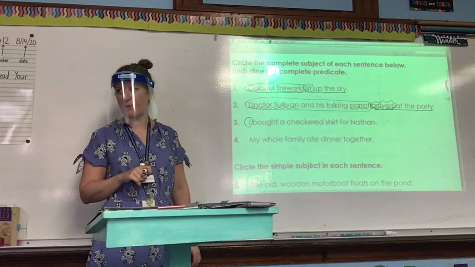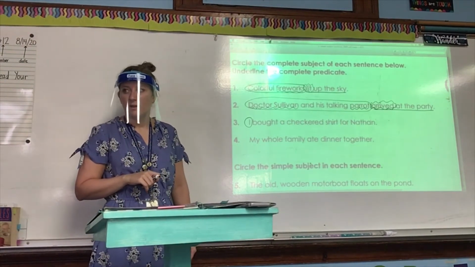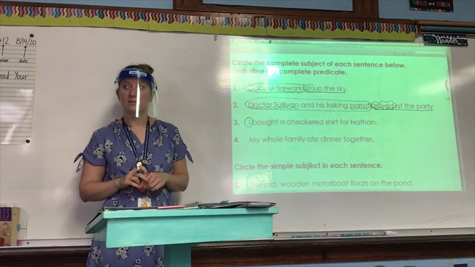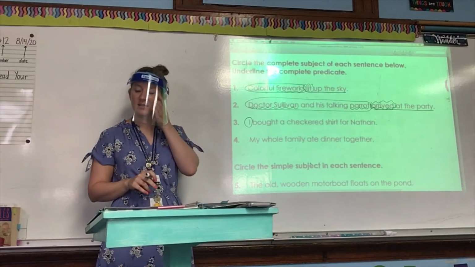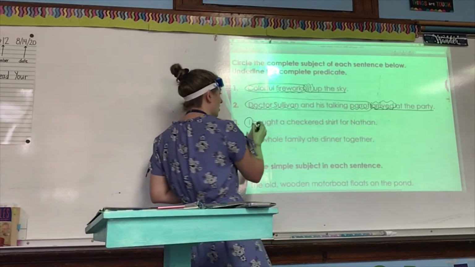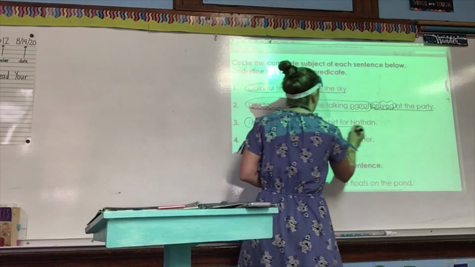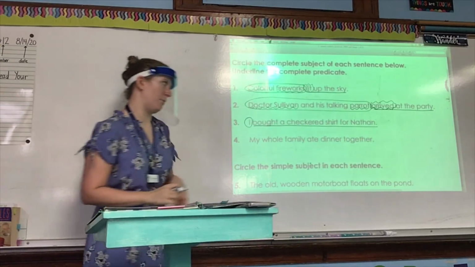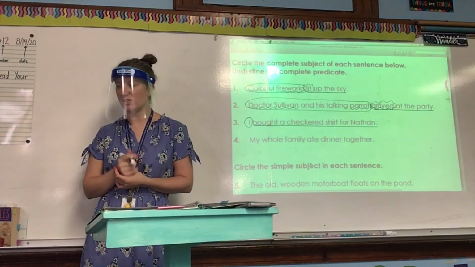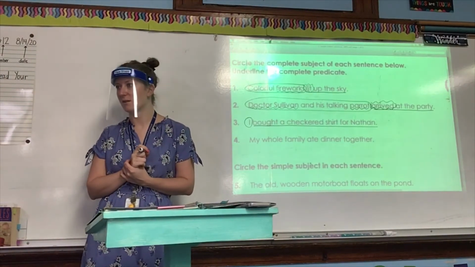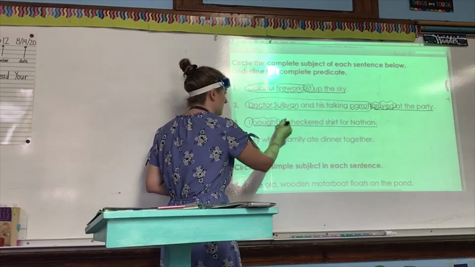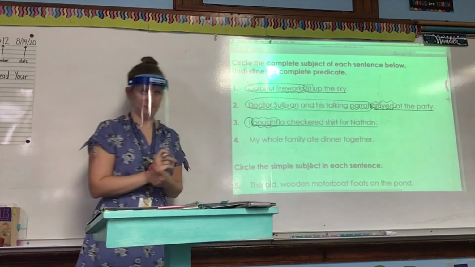All the words that say what happened. Bought a checkered shirt. Anything else? Is that it? For Nathan. Those are all of the words that say what happened. Bought a checkered shirt for Nathan. Now, what is the simple predicate? Just the one word that says what happened. Bought. Very good.